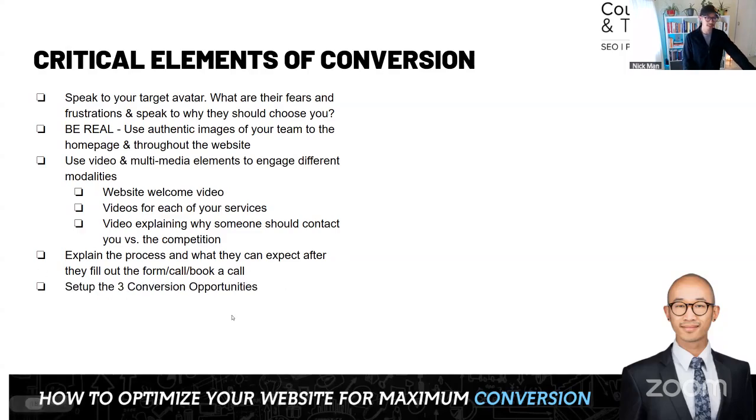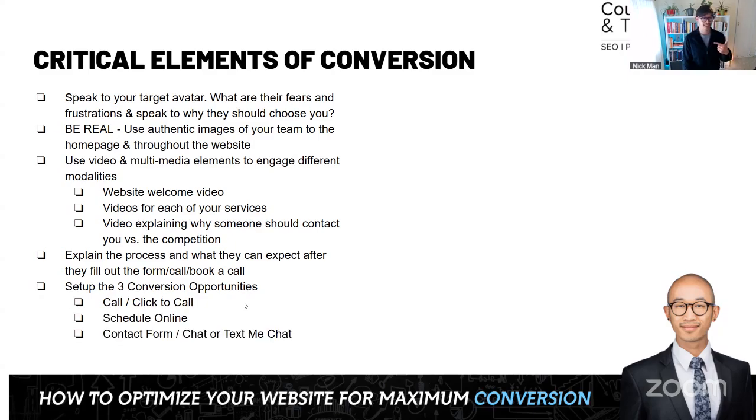So explain the process, and make sure there are at least 3 options on your website for them to be able to reach out to you, whether it's calling you, scheduling online, or filling out a contact form, that hits 3 different kinds of people.